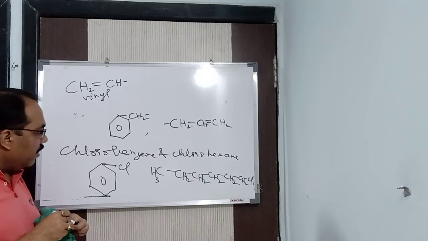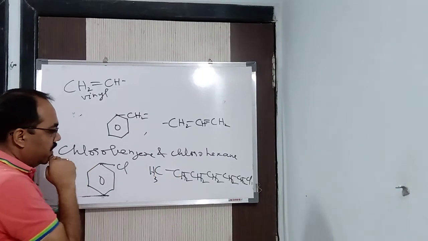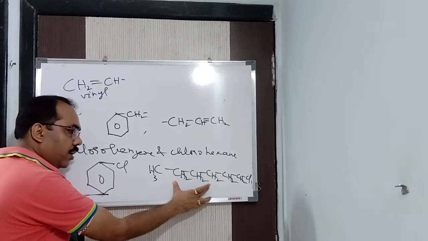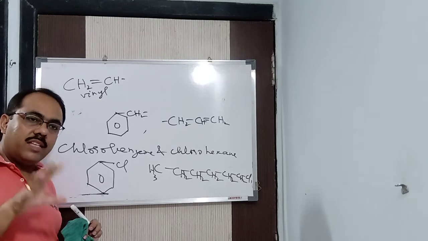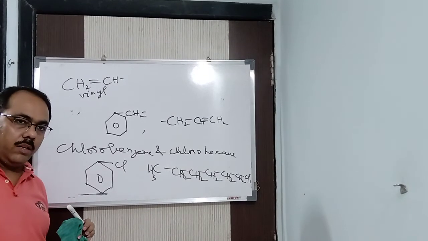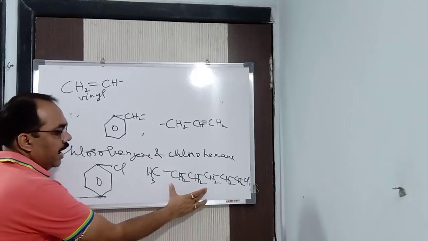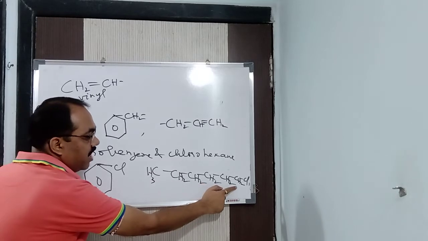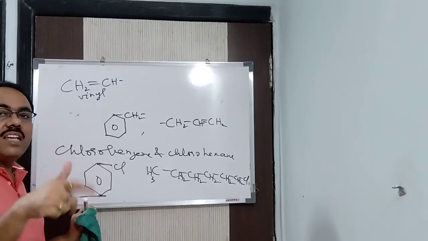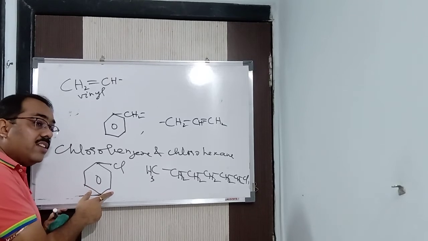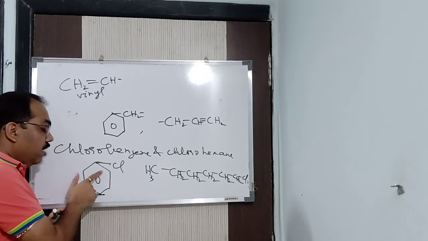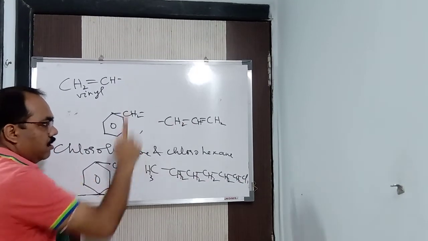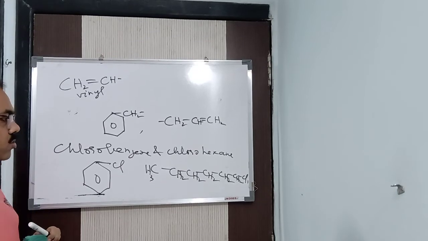So what am I going to do to differentiate? I will take chlorobenzene and these two compounds. In both, first I will add NaOH or KOH, aqueous or alcoholic. Chlorohexane reacts with NaOH or KOH to form alcohol, hexanol. But chlorobenzene does not react, because its chlorine atom is inert, while here the chlorine atom is labile, that is, reactive.